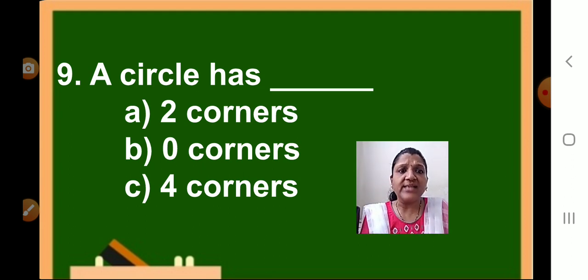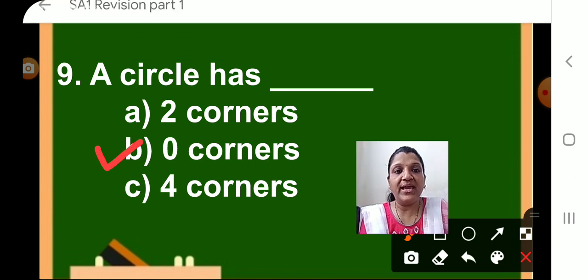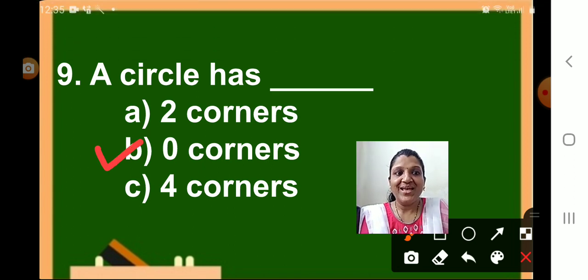Then, does a circle has any corner? No. We have learned that circle does not have any side or any corner. So, which will be the correct answer here? Yes, 0 corners. A circle has 0 corners. So, let's select the correct option B, 0 corners. Have you got this, children? Understood? Yes. Let's move to the next question.